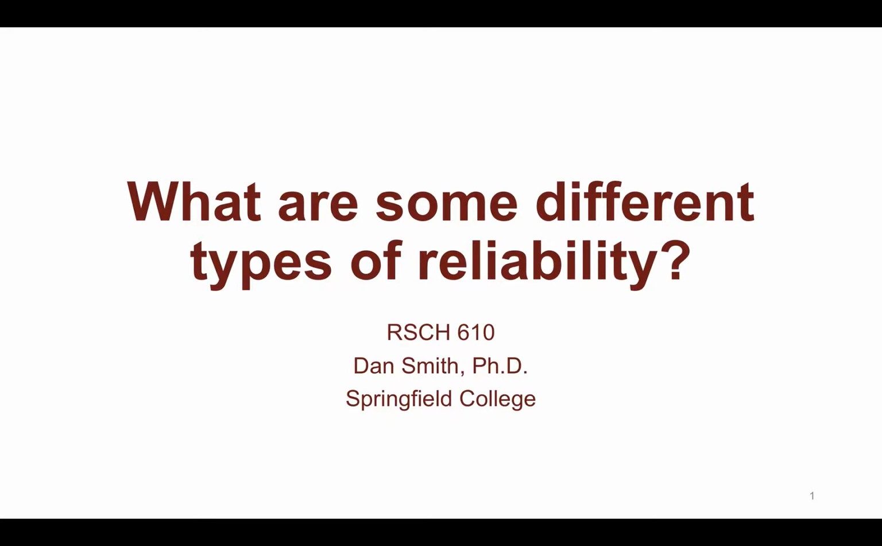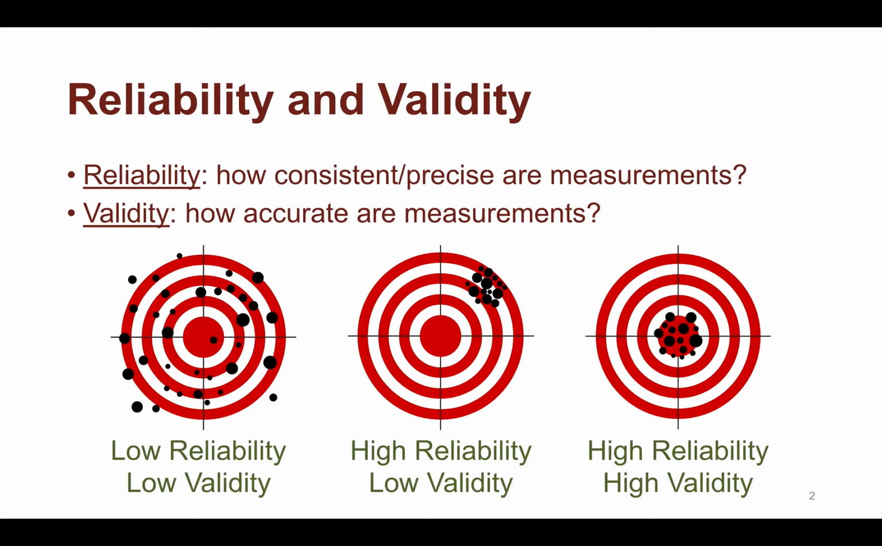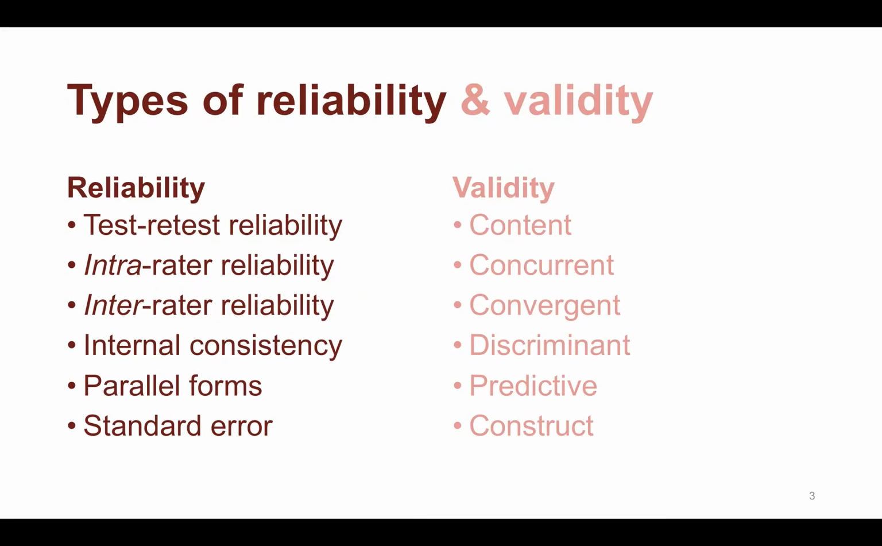In this video, I'll talk about some specific types of reliability. So first, let's review the definitions for reliability and validity. Reliability refers to the consistency of measurements. Validity refers to the accuracy of measurements. Here are some specific types of reliability that we'll cover in this video; validity, we'll cover in the next video. So I'm going to go ahead and start off with test-retest reliability and work my way through the different types of reliability here.